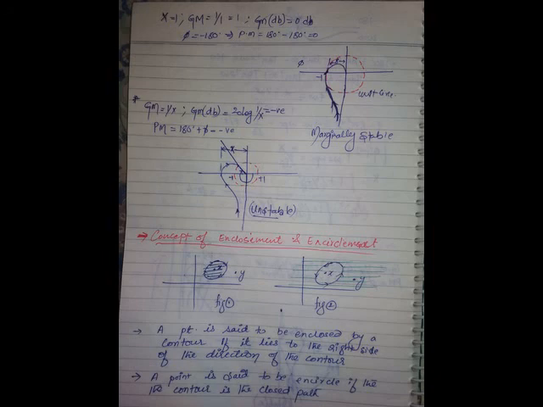Next point. A point is said to be encircled if the contour is a closed path.